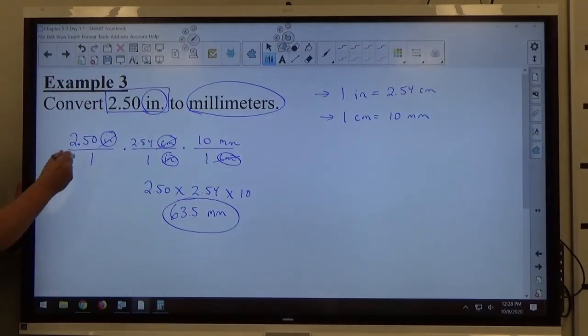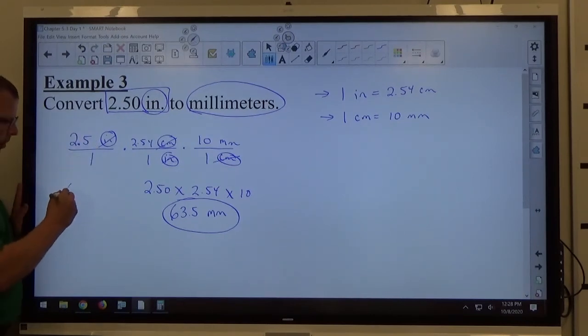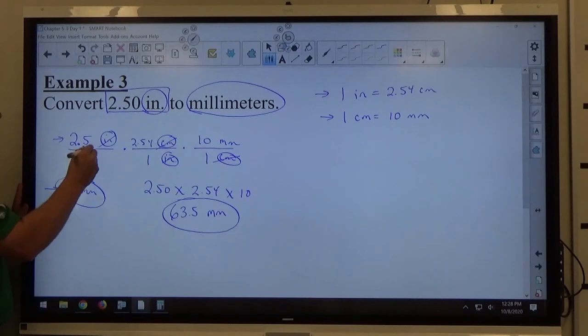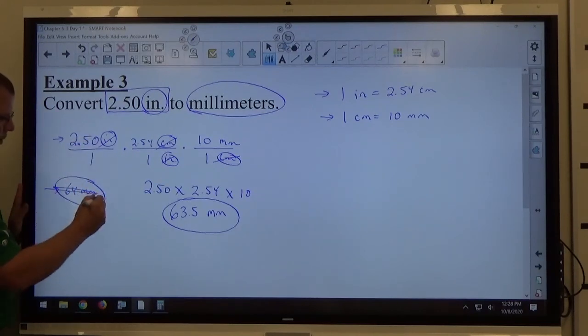If this just said 2.5 instead of 2.50, now we would have rounded it to 64 millimeters, right? Because that only has 2 sig figs, we need to round 63.5 to 2 sig figs. All right, we've got the same answer because 2.5 and 2.50 are equivalent. Again, it had 3, so we're going to go with that one.